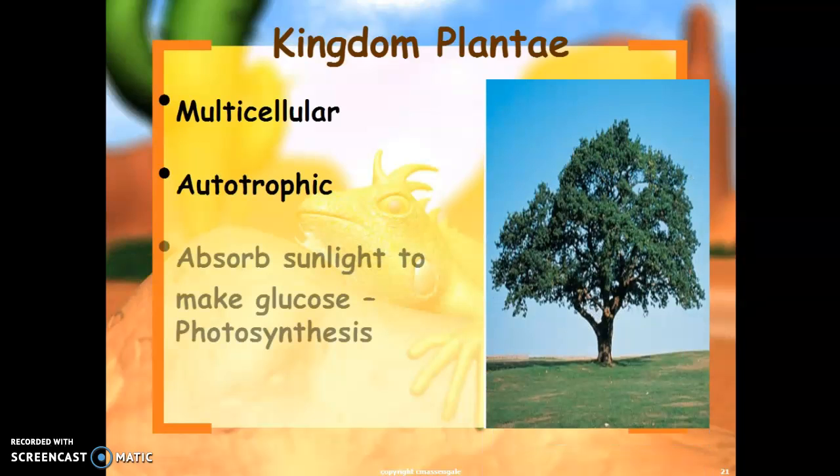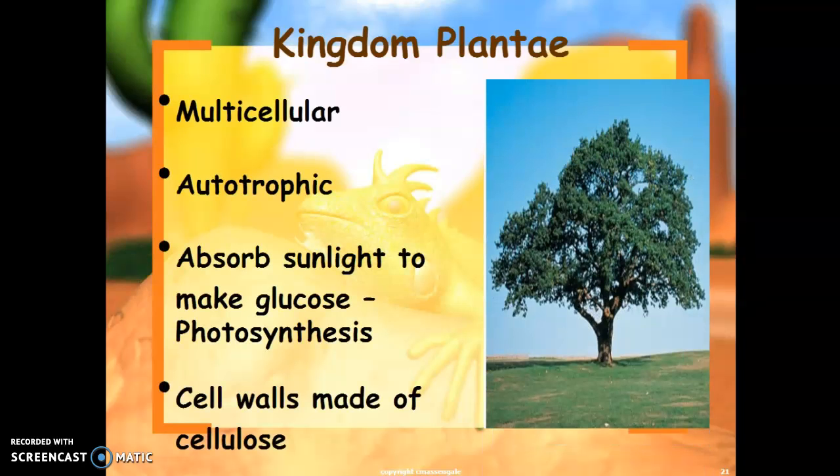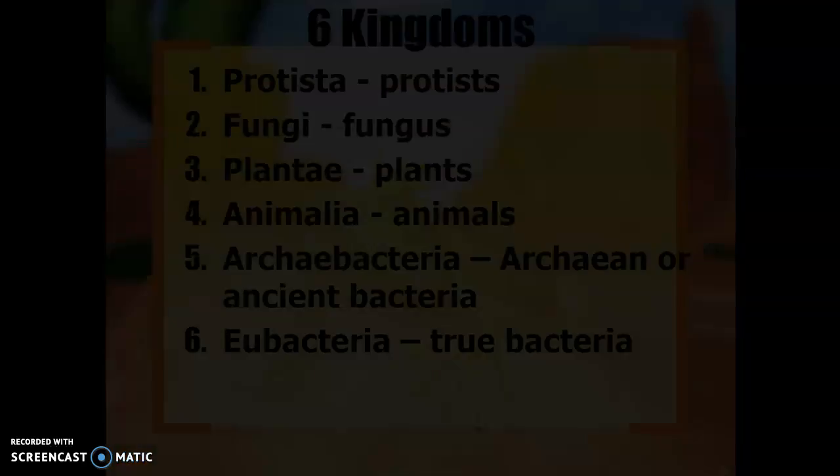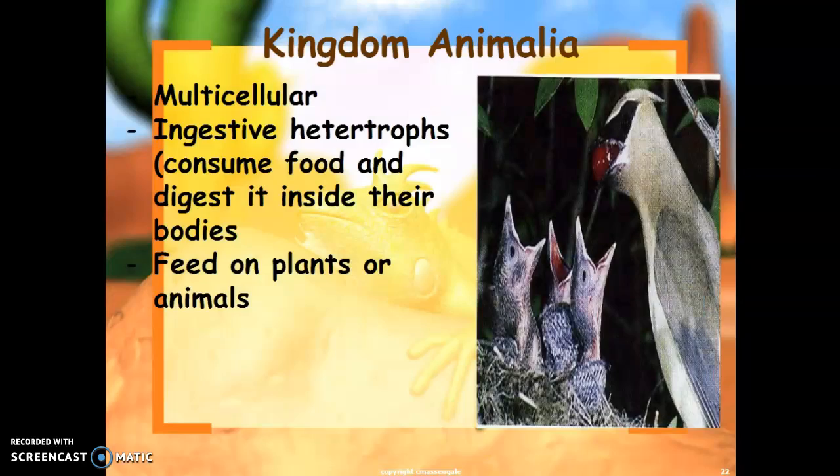Kingdom Plantae are multicellular autotrophs. They absorb sunlight to make food. Of course, we're talking about the process of photosynthesis, and their cell walls are made of cellulose. Kingdom Animalia are ingestive heterotrophs. They consume food and digest it inside their bodies, and they feed on plants and animals. And we are, of course, in the kingdom Animalia.